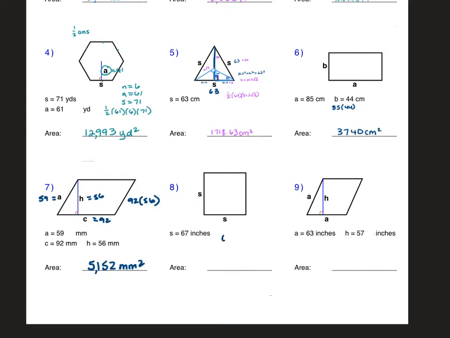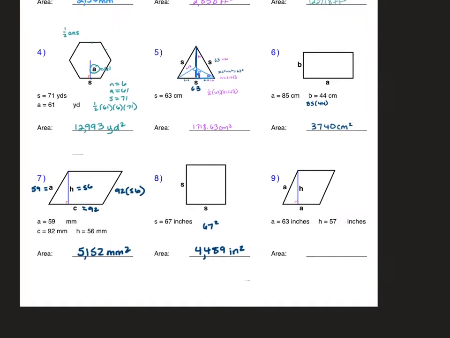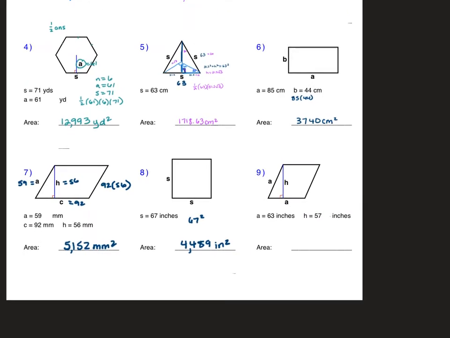The next one's a square. I just do side squared, or 67 squared, 4,489 inches squared. And number 9, back to a parallelogram. A is 63. Height is 57. So I just have to do 63 times 57.